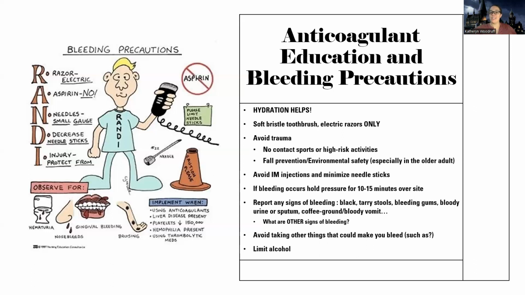We also want to look at GI bleeding, like if they have, again, coffee ground emesis, which is partially digested blood, or bright red bloody vomit. That could be GI bleeding as well. And we will look for signs of them bleeding inside.